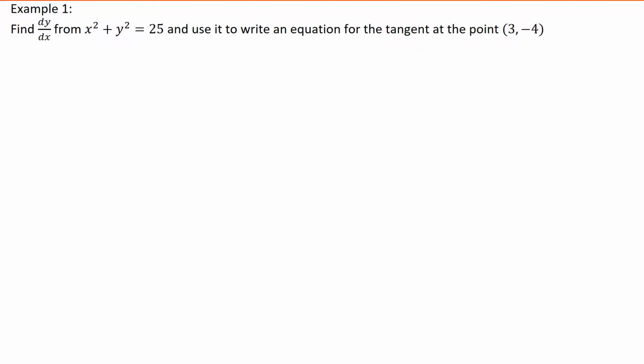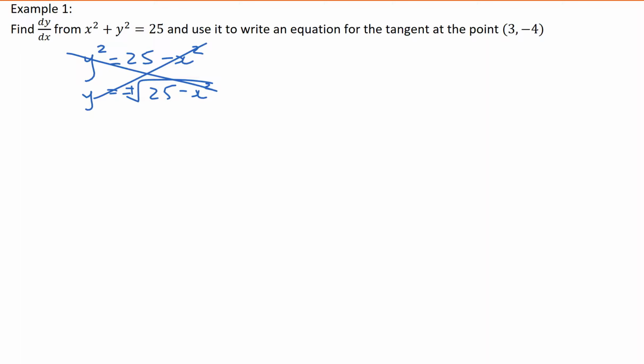So let's have a go at this one. Rather than having it as y equals something, you could try to rearrange this: y squared equals 25 minus x squared, and then try to do that. But when I do that, I'm having to do it twice, aren't I? With this positive and the negative one. So that's why we don't do it, okay?